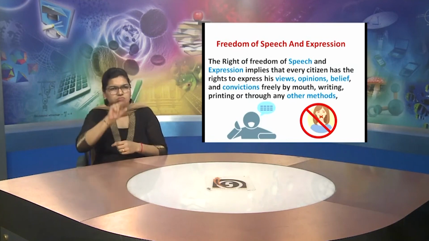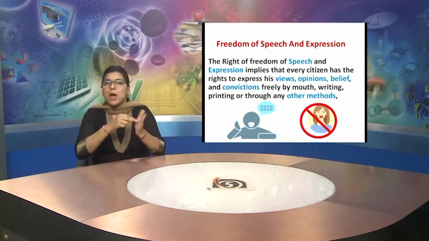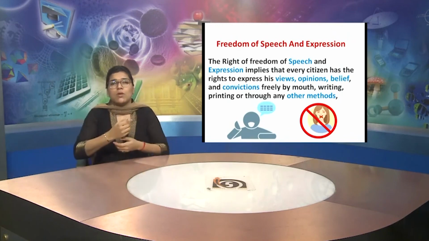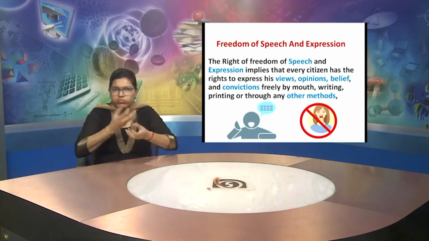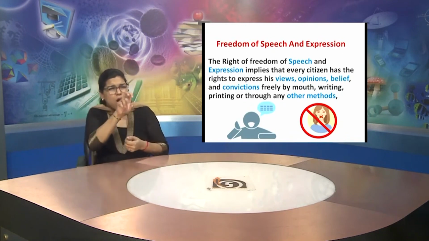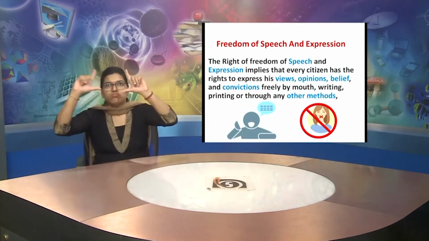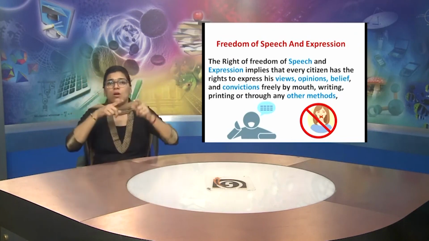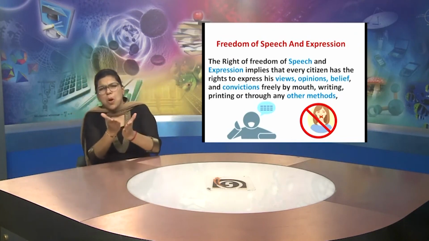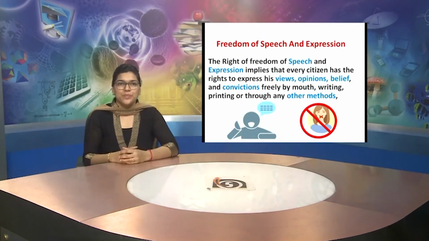The first point, which was under the topic of freedom of speech, is freedom of expression. Under the freedom of speech and expression, it explains that we all have the right of freedom of speech and expression. It explains that every citizen has the right to express his or her views, opinions, beliefs, whatever he has in his mind.